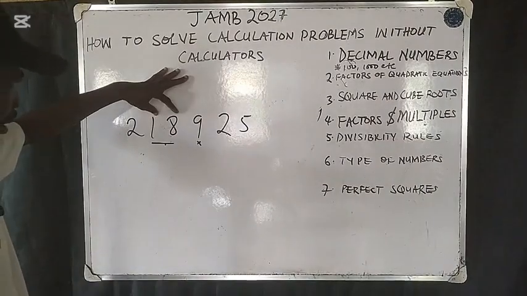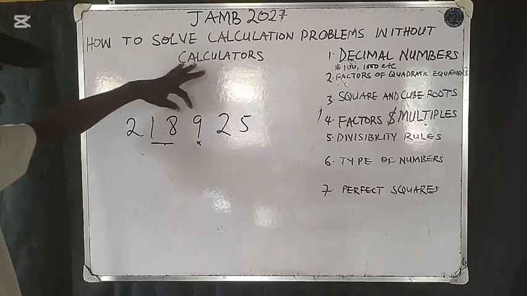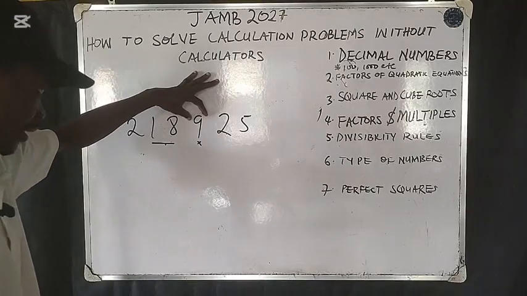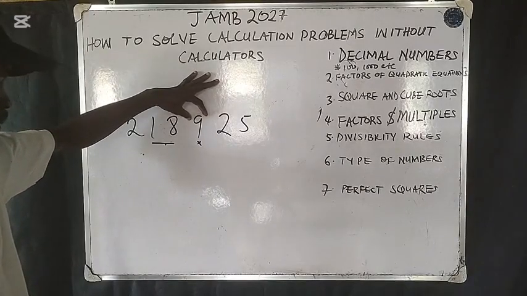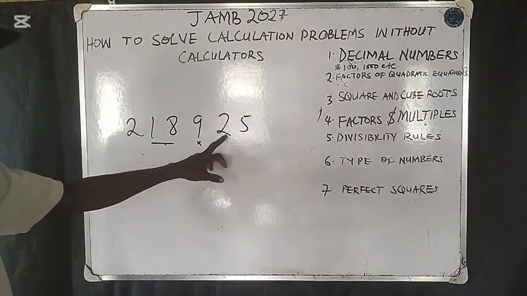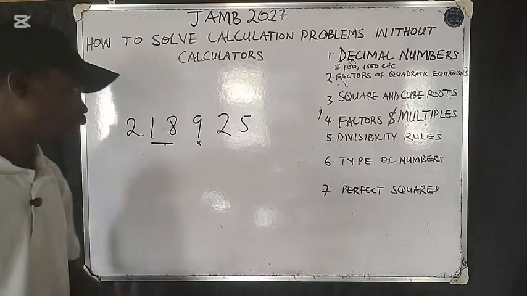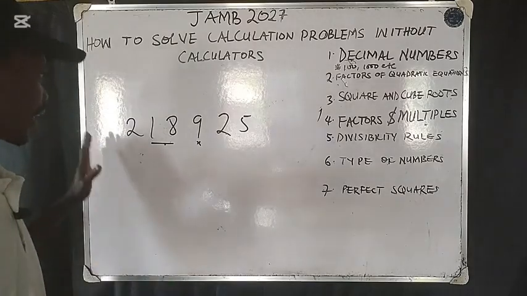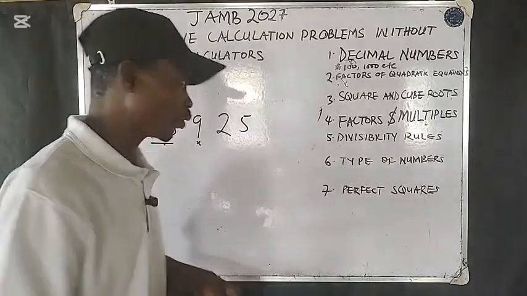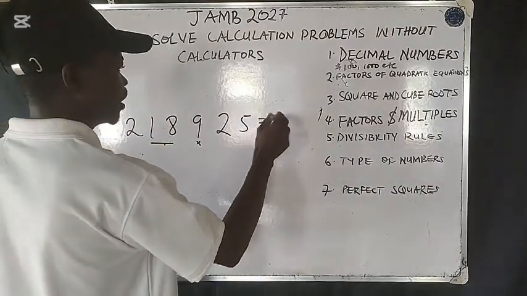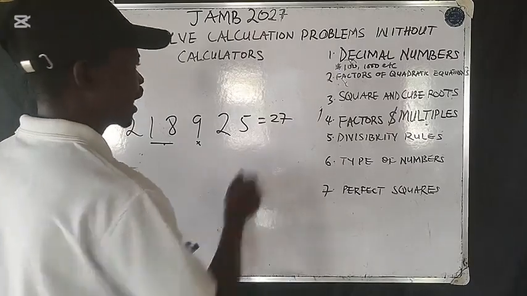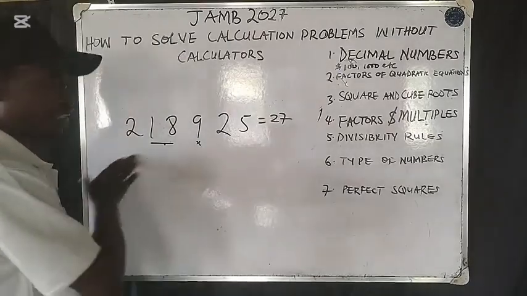1 plus 8 is 9. Am I right? 9 plus 9 is what? 18. Is it not so? Oh, it's 27, right? So what we do in the case of 9, add all the digits together. If you add everything now, you have 27. And since 9 can divide 27, that means 9 can divide this number.